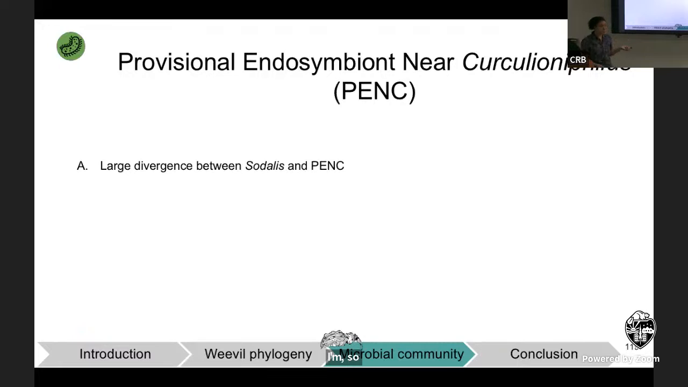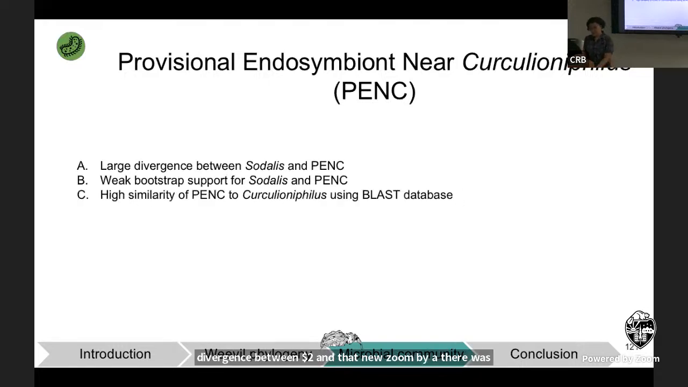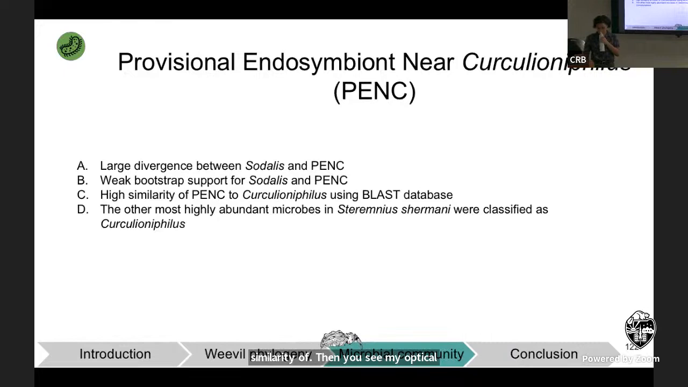And so ultimately, from here on out, I decided to start calling that symbiont a provisional endosymbiont near Herculeonophilus because there was a large divergence between Sodalis and that new symbiont. There was weak bootstrap support for Sodalis in the new symbiont. There was a high similarity of the new symbiont to Herculeonophilus using BLAST. And also the other most highly abundant microbes in Stromia shermani were classified as Herculeonophilus.